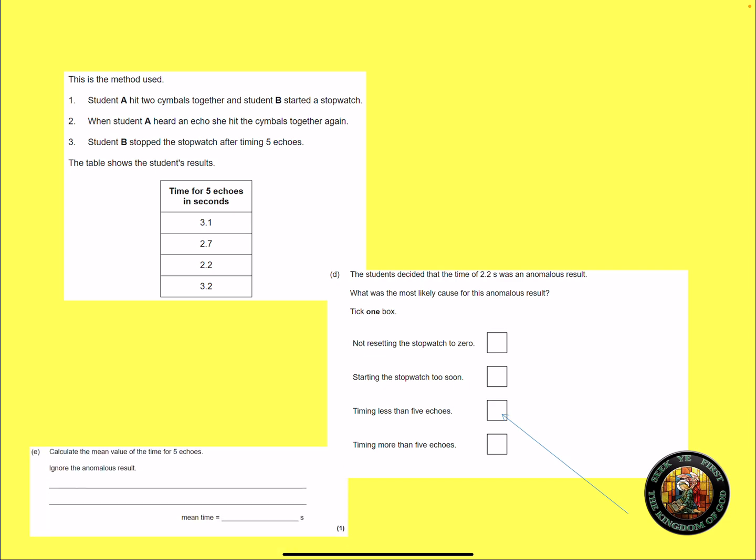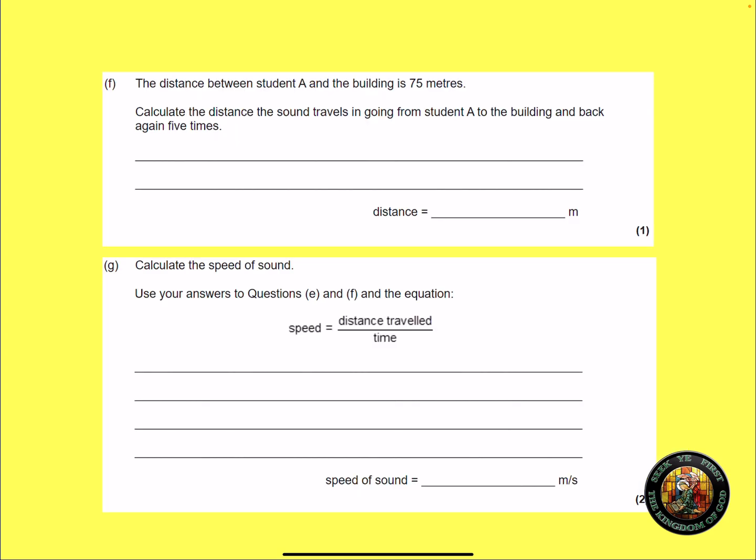Another question, calculate the mean value of the time for 5 echoes. Ignore the anomalous result. The answer is 3. 2 more questions for you. Pause the video. Have a go at these. Okay, let's again see how you got on. 750 meters, 1 mark, and there's your 2 marks.